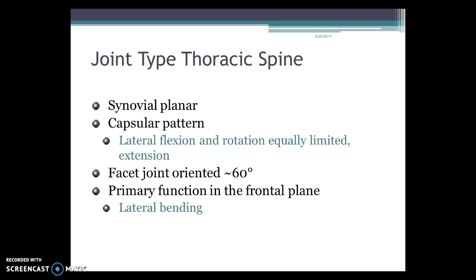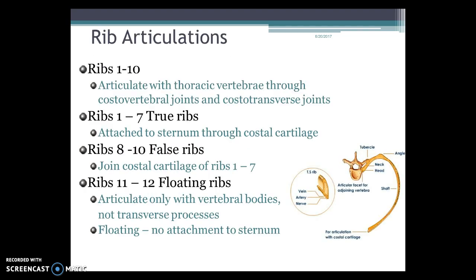The joints of the thoracic spine are synovial planar. Their capsular pattern is lateral flexion and rotation are equally limited, but both limited more than extension. The facet joint orientation is 60 degrees from horizontal, so most of the function of the thoracic spine is in that frontal plane, which allows us to laterally bend or laterally flex.